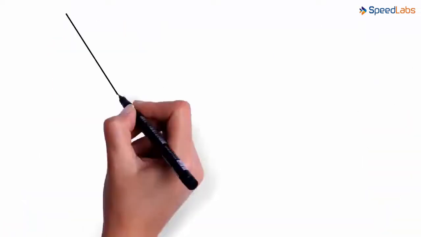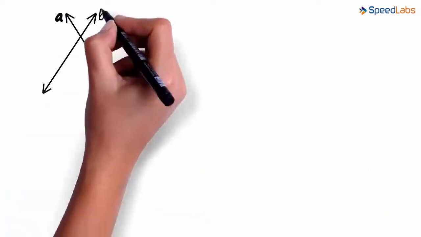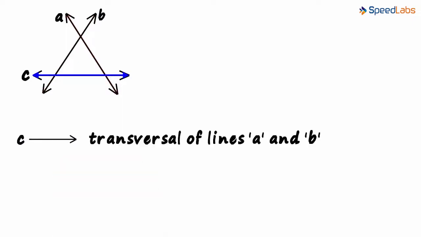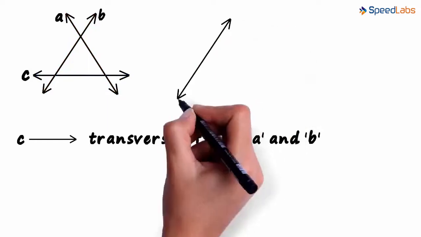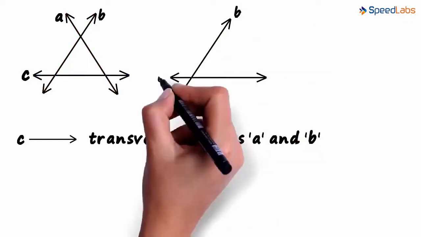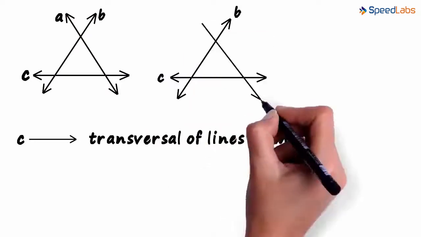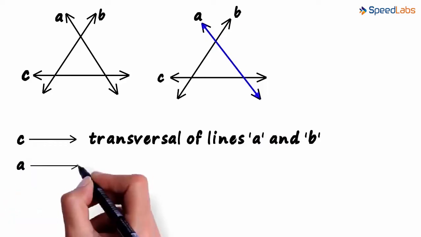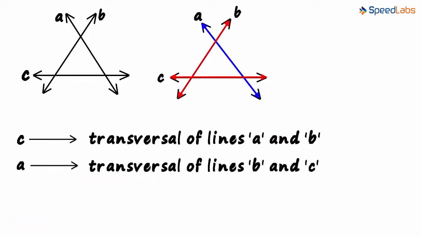Look at these three lines A, B and C. Line C cuts line A and B at two distinct points. It means that line C will be the transversal of lines A and B. But there is another way to look at it. Assume lines B and C are drawn like this. Then line A intersects line B and C at two different points. Then line A is the transversal of lines B and C.